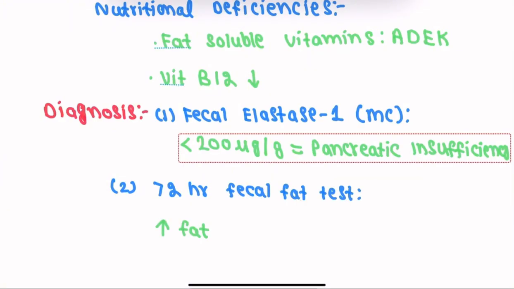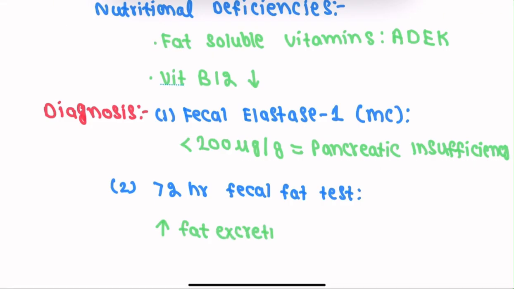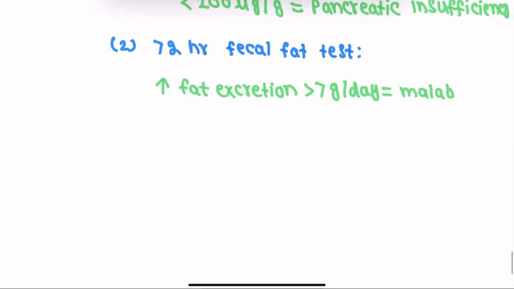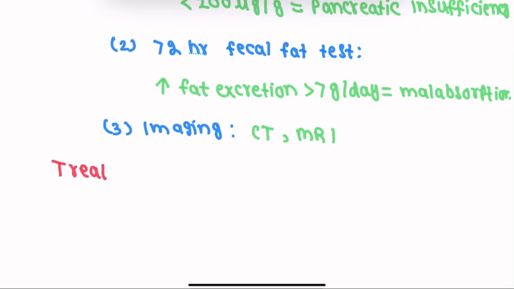Then we will do the 72-hour fecal fat test, and in this case there is increased fat excretion, more than 7 grams per day. If it is more than 7 grams per day, this means there is malabsorption. Then we will also do some imaging techniques that include CT and MRI. So this is the diagnosis.